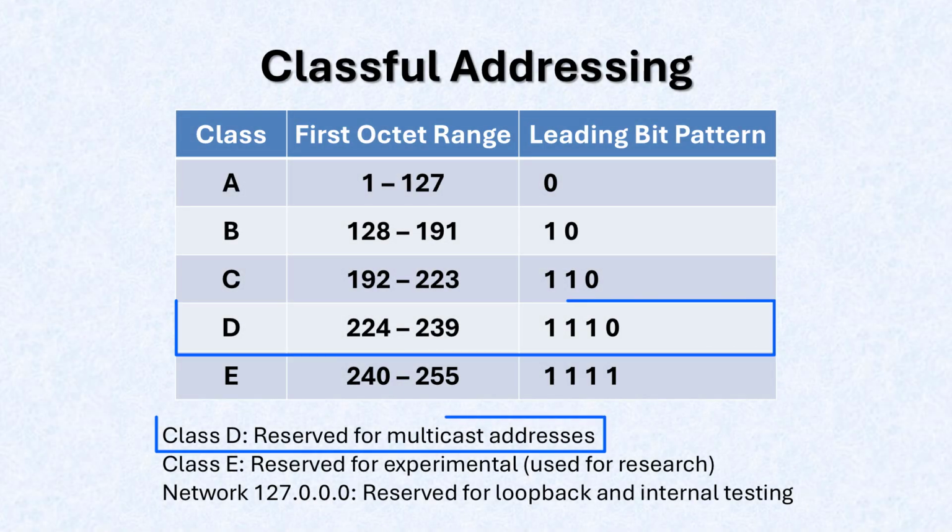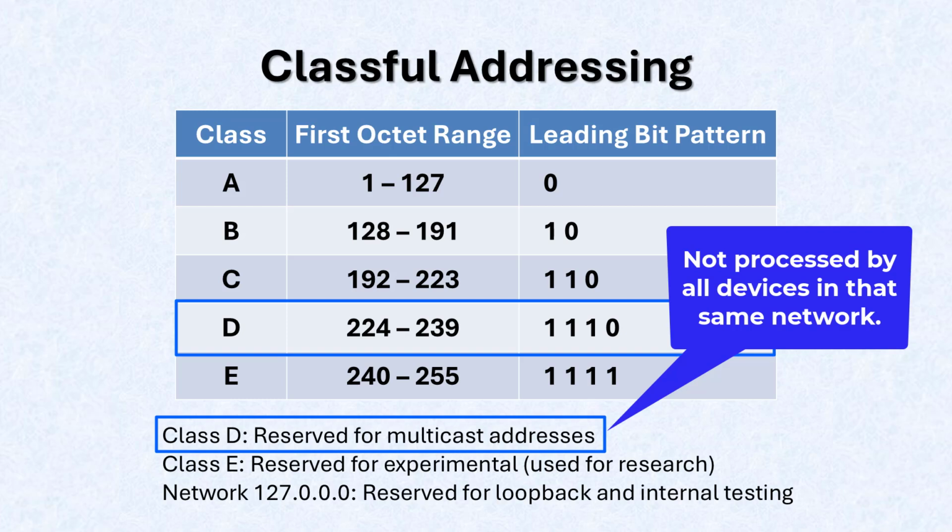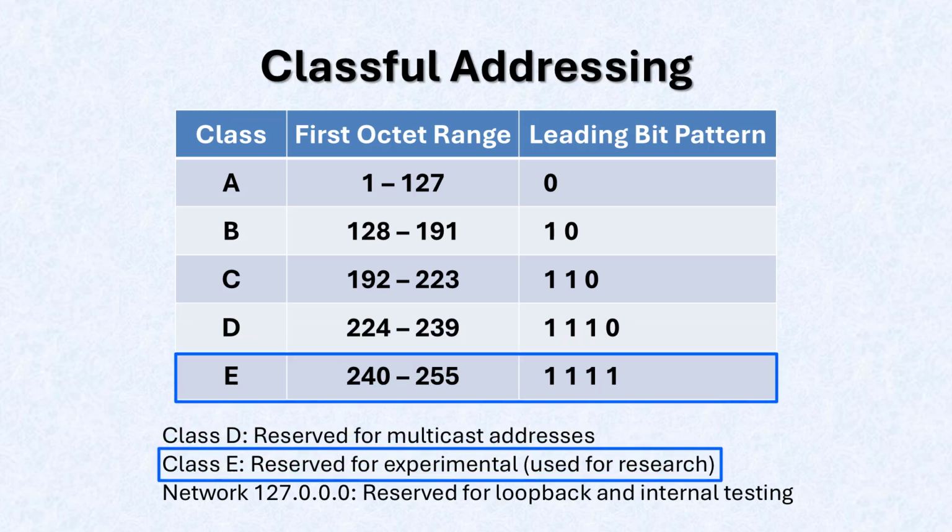Class D addresses are reserved for multicast communication. Multicast traffic is processed by multiple devices in a network, but not necessarily by all devices. Class E addresses are reserved for experimental and research purposes.